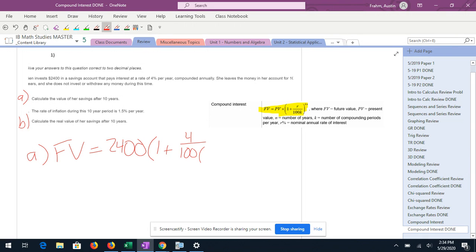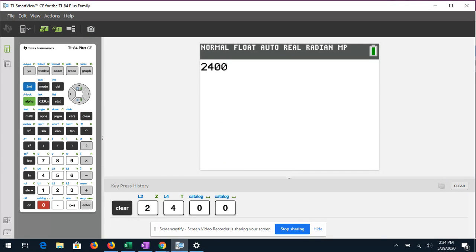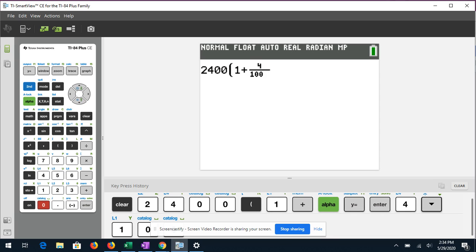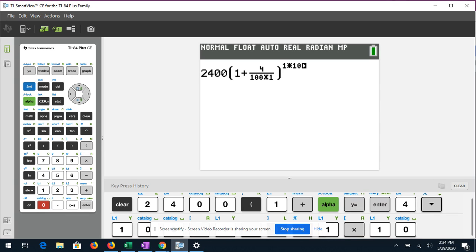K is the number of compounding periods per year. It says it's compounded annually, and that word annually just means once per year. So our K value is 1. Then we're going to raise that to the K times N power. Again, K is 1. We multiply it by N, and N is the number of years, which they give us as 10. So we're going to type this right into our calculators. Again, we're going to round our answer to 2 decimal places, so it comes out to be $3,552.59.